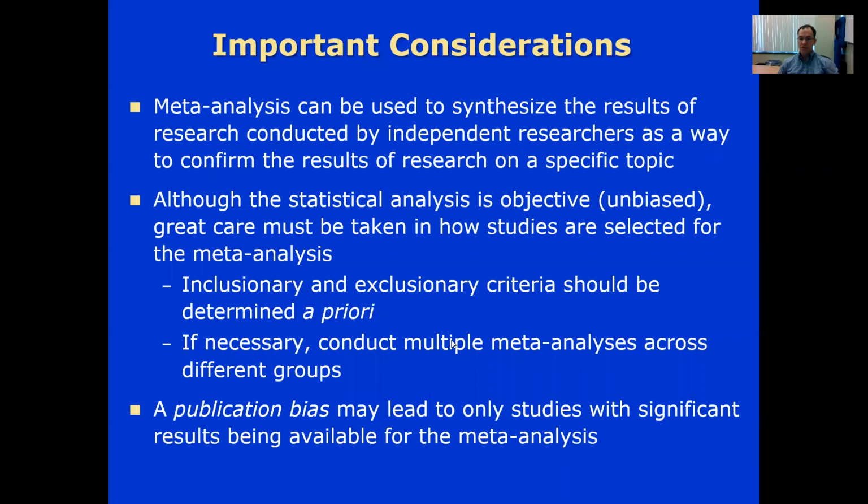Now, something to consider when you're doing your meta-analysis is called publication bias. This may lead to only studies with significant results being available for the meta-analysis. So journals usually like to publish only where they have significant results, and therefore the only studies available in the literature are those that have shown differences. On the contrary, some studies may not be published simply because there was no significant difference. So you have some publication bias to take into account.